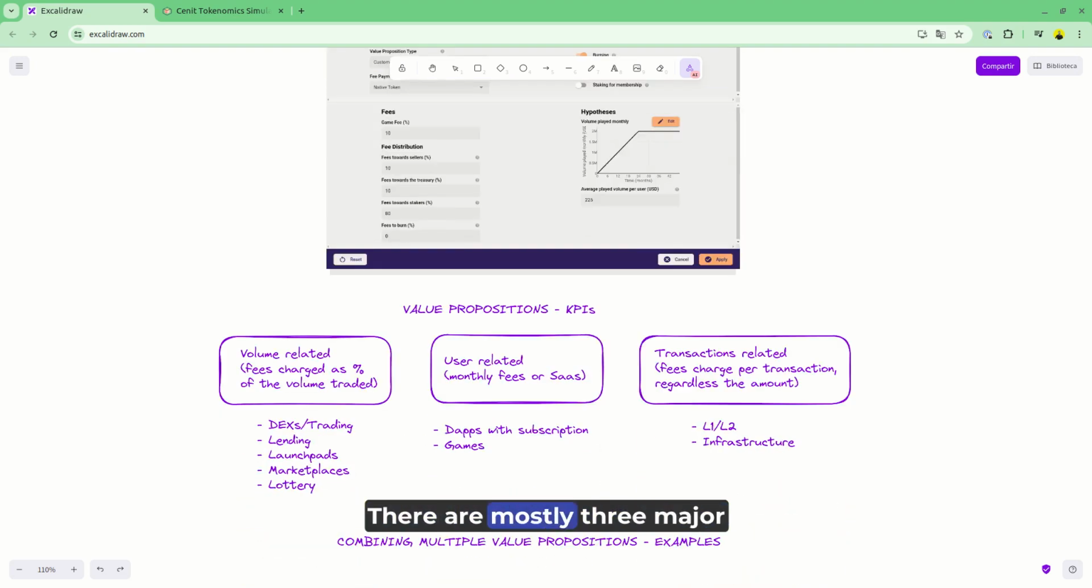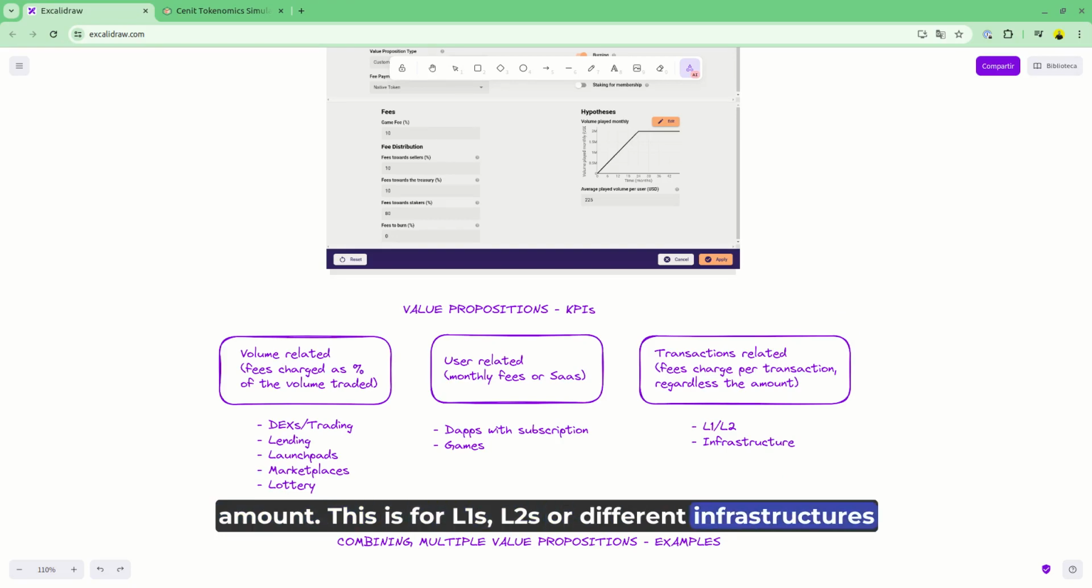There are mostly three major blocks of value proposition KPIs. Some of them are related to volume, which are all those value propositions that charge a fee on the volume traded. So let's say Launchpads, DEXs, lending, marketplaces, etc. Then there are some KPIs that are more user related, in terms of monthly active users, which are for dApps or games. And then there are some transaction-related KPIs, which are those business models that charge a fee per transaction regardless of the amount. This is for L1s, L2s, or different infrastructure.